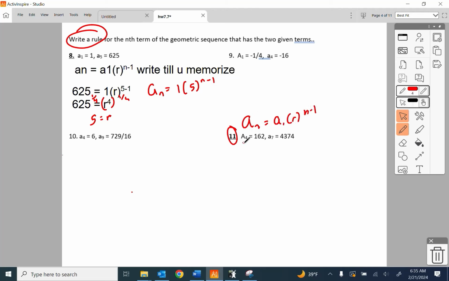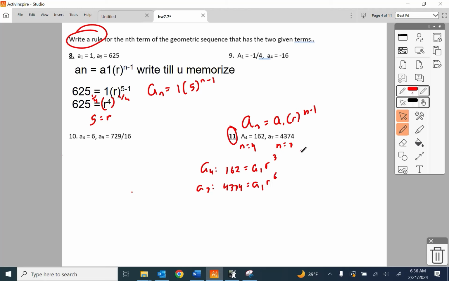And I'm going to plug some stuff in. When I talk about a sub 4, I know n is 4. When I talk about a sub 7, n is 7. So I'm going to talk about a sub 4. It is 162. It would be equal to the first term times r raised to the third power, because n minus 1 is 3. Now I'm going to talk about a sub 7. It is 4,374. It would be equal to the first term, and 7 minus 1 is 6.